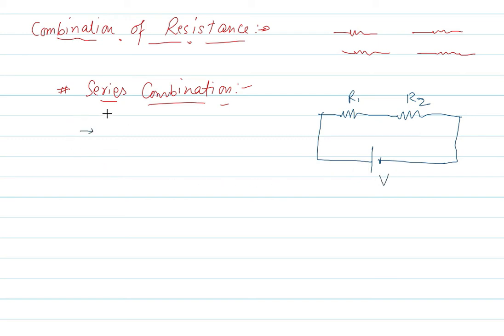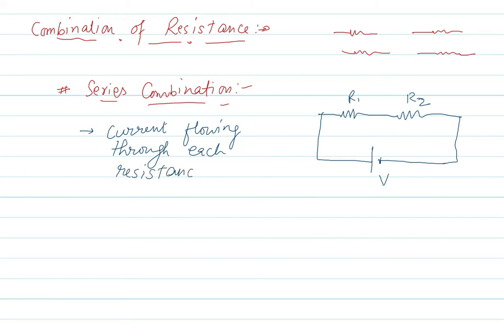The first thing which is related to this series combination is the flow of current. So current flowing through each resistance is the same, right? In series combination the current flowing is the same. जितना करंट एक R1 से फ्लो होगा, सेम करंट must be flowing through R2. Suppose I current is flowing through R1, and the same I current must be flowing through R2, right?